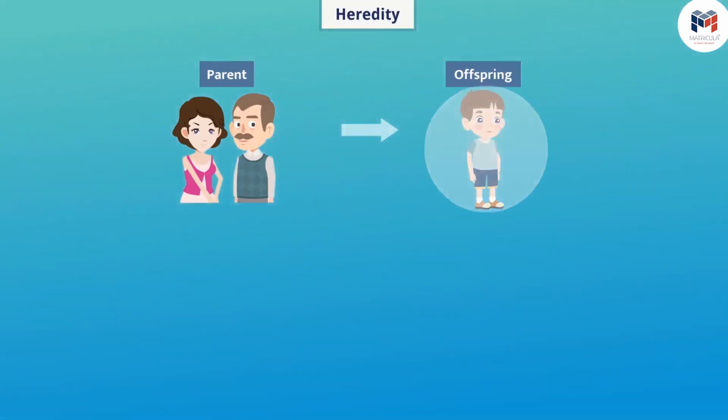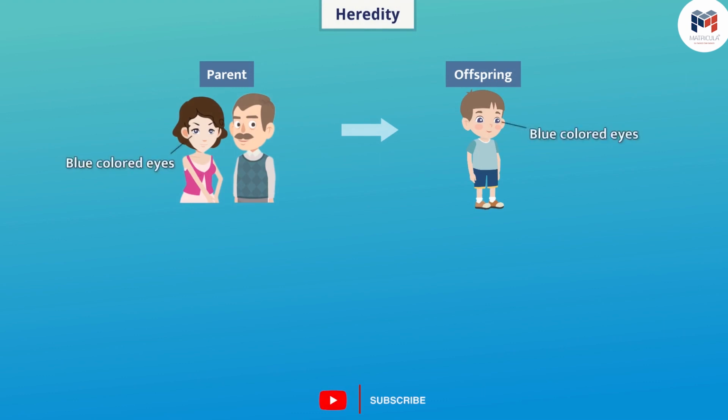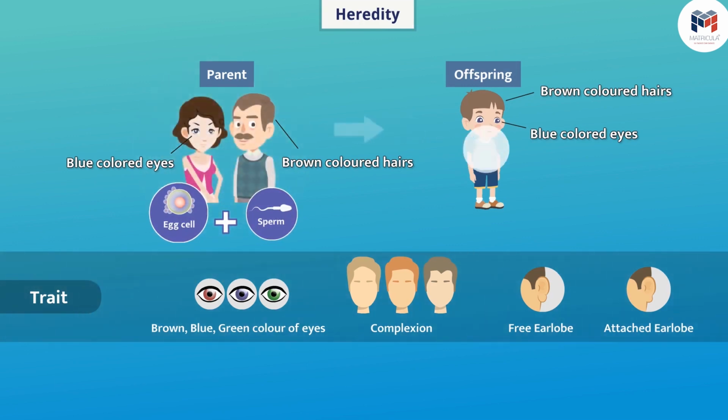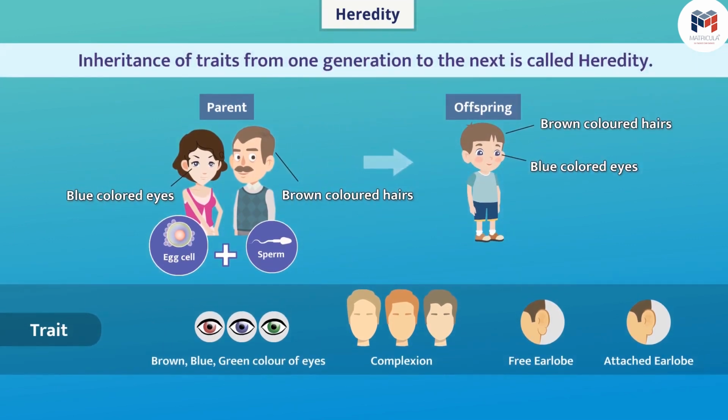When we talk about a child being similar to its parent, we mean the characteristics which are similar between parent and the offspring. Various features that we see are called traits. In the process of reproduction, these traits are transmitted from one generation to the next through gametes. The transfer of various traits from parent to child is called heredity. In other words, inheritance of traits from one generation to the next is called heredity.